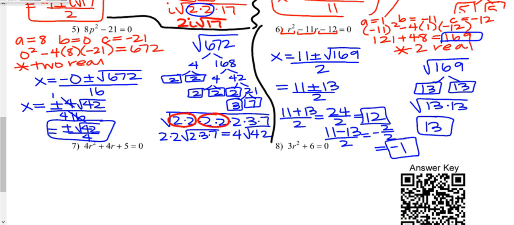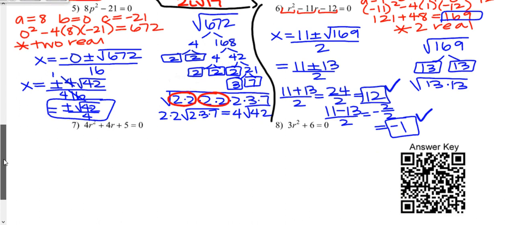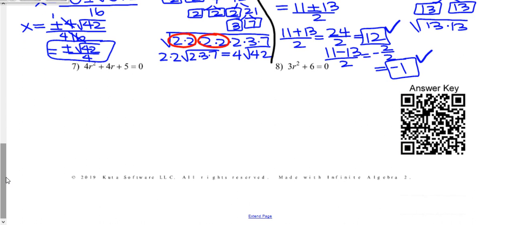So I didn't mean to box up 13 right here. But 12 is one of my answers, and negative 1 is another answer. So I got 2 real solutions, which is exactly what my discriminant predicted. Alright, final ones down here.